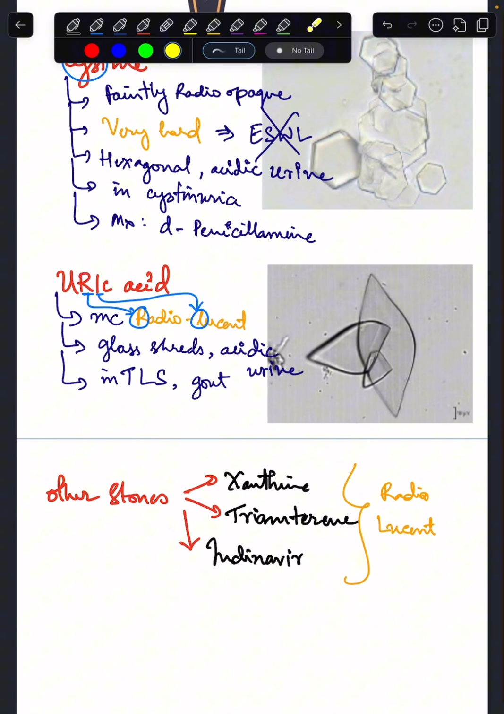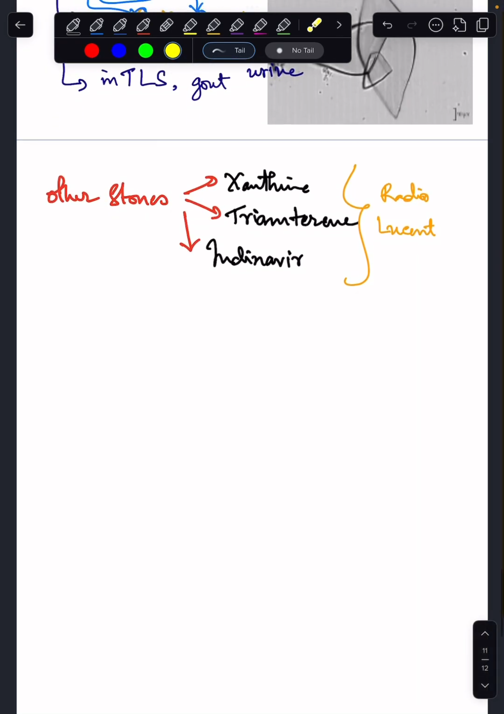Finally, there are also some rare stones worth knowing. We have xanthine stones, triamterene stones, and indinavir stones. All of them are radiolucent.